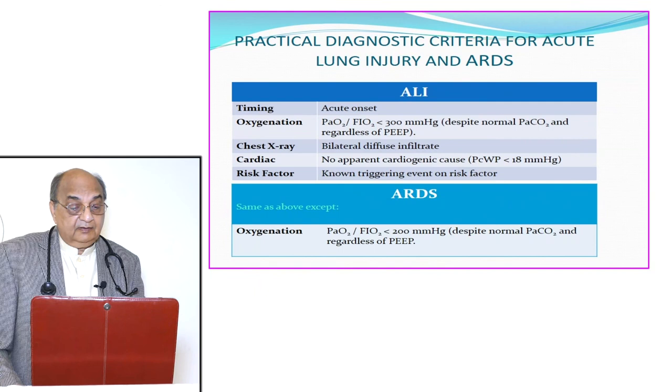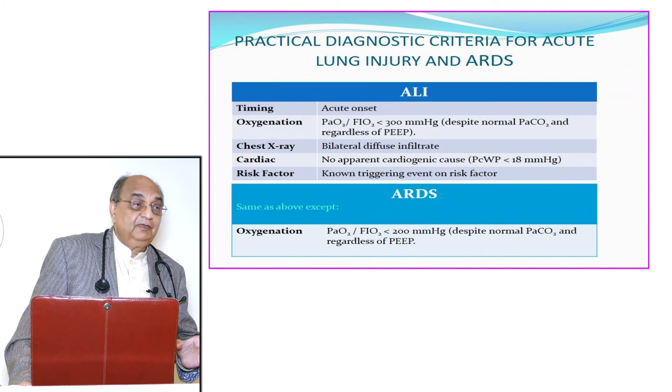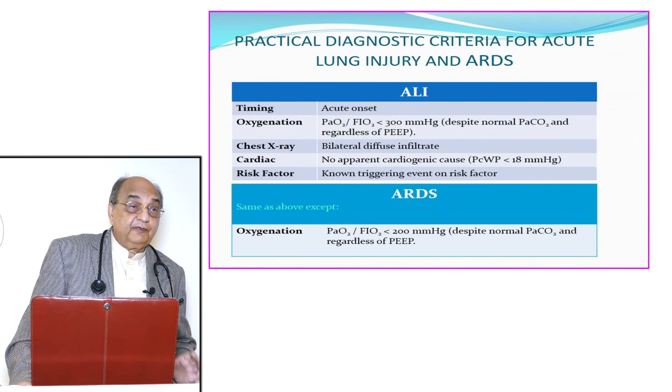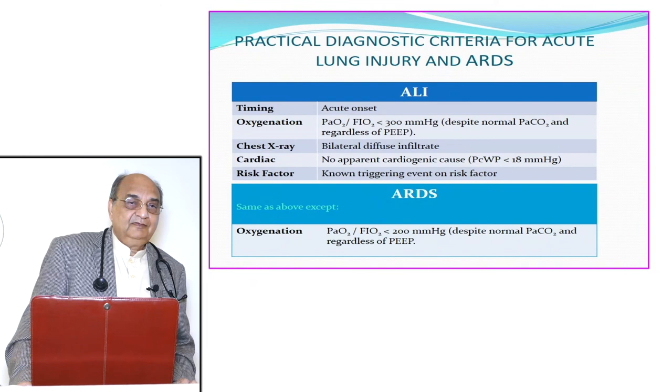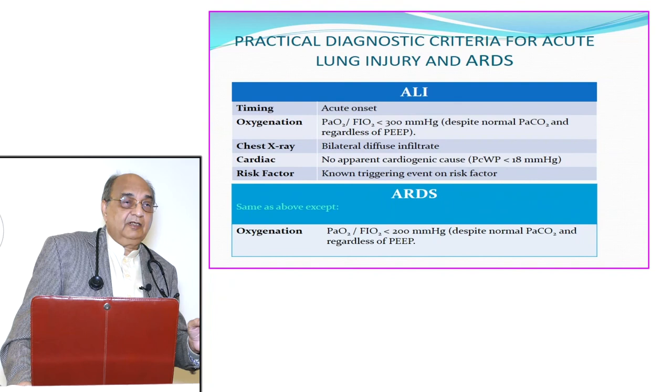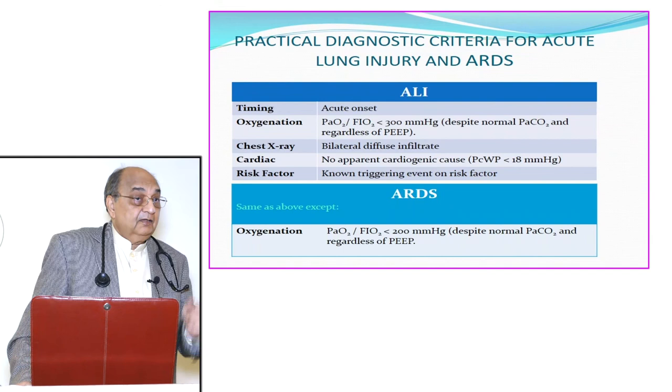Then risk factors, a known triggering event; we have to look at that. But the dividing line between ALI and ARDS is the ratio of the partial pressure of oxygen in the blood divided by the FiO2. FiO2 means, for example, if you are giving 60% oxygen to a person, we can write 60%, but we can represent it as 0.6. Room air at 20% can be written as 0.2, which is 2 divided by 10, that is 1/5. So you put the FiO2 not as 60%, 70%, 80%, but as 0.6, 0.7, 0.8.